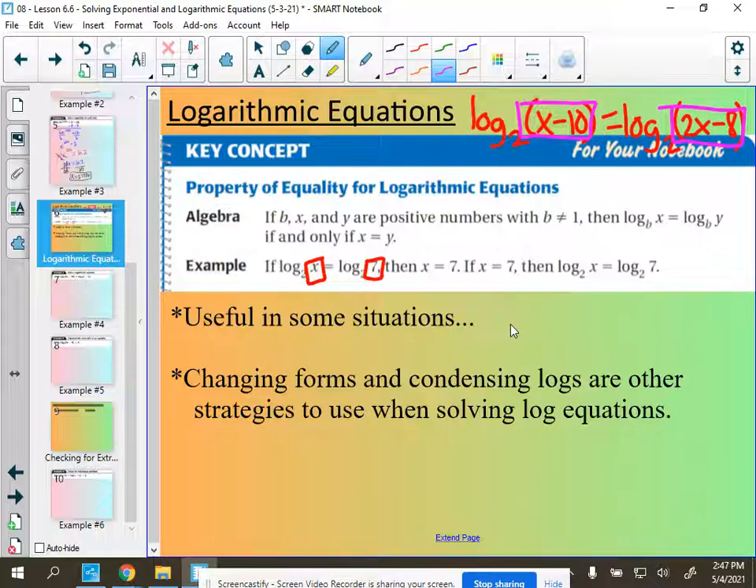Limited though, just like we saw with our first example before, it's limited. We're not always going to have that situation. There's not always logs on both sides of an equation. Sometimes there's additional numbers here that we're not going to be able to move.